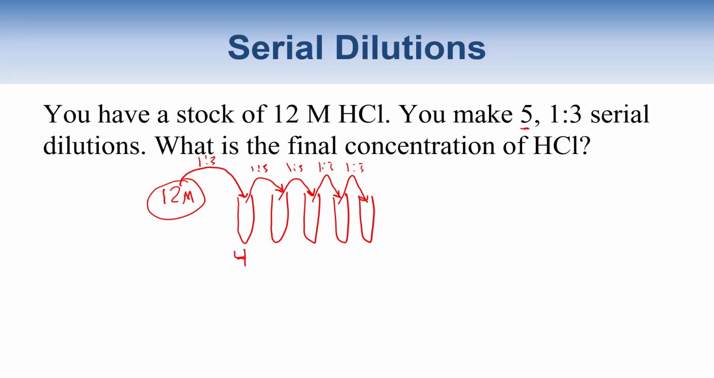So 4 divided by 3, 1.333. Divided by 3 gives us 0.444. Divided by 3 gives us 0.148. Divided by 3 one more time, 0.049.